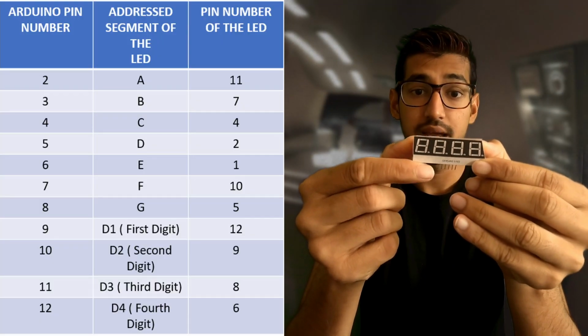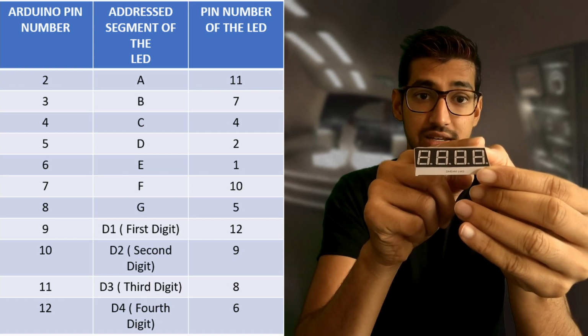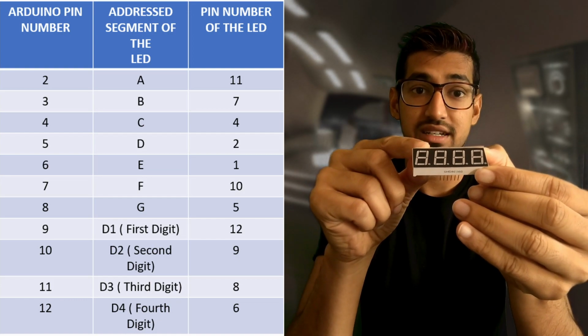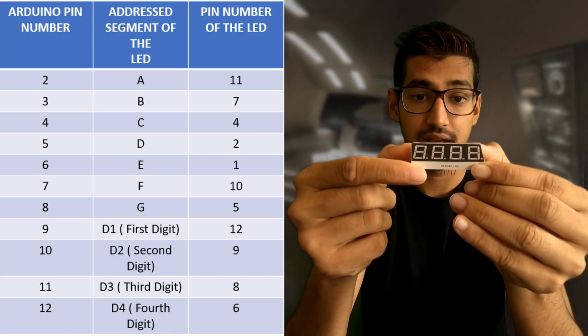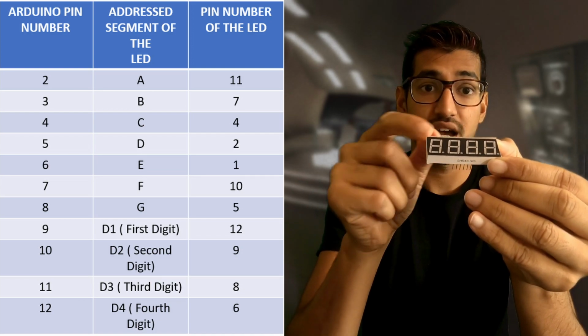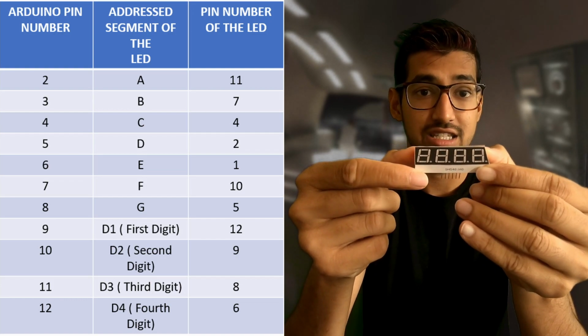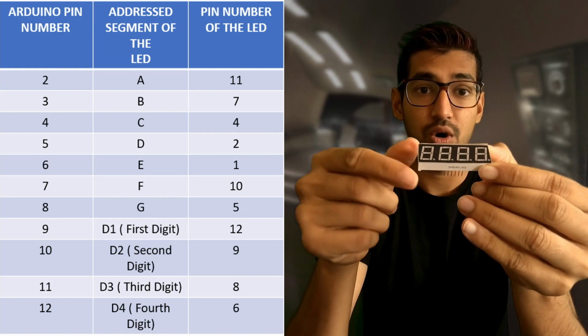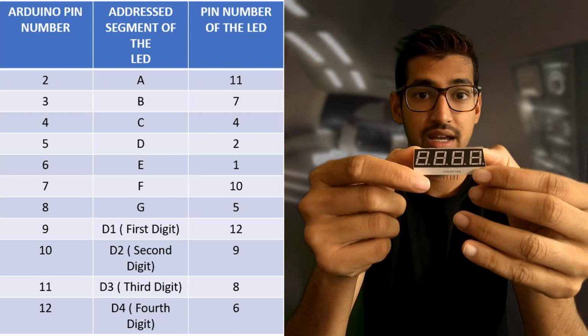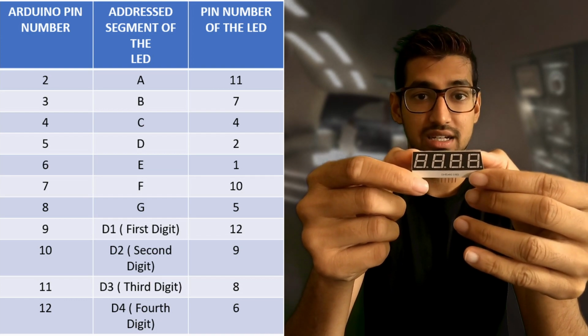If we want to display multiple digits simultaneously, it undergoes something called multiplexing, where each of the digits is switched on one at a time at such a high speed that we see them all blinking together. Let's see how to make the connections.